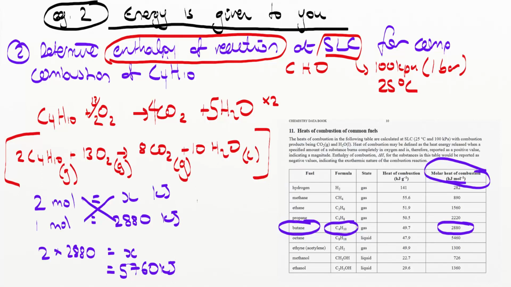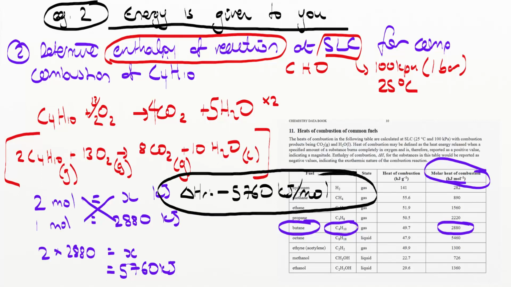So what does this make our final answer? The delta HR of this reaction is going to be negative 5,760 kilojoules per mole. So that's going to be our final answer here. Negative 5,760 kilojoules. Why is it negative? Because we know this is an exothermic reaction, because combustion reactions are always exothermic. Whenever we burn something, energy is released.